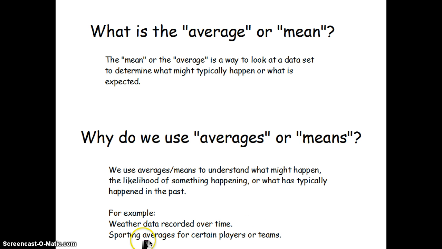Same thing for sporting averages. If I say that a basketball player usually shoots 50% from the free throw line, that means about half the time they're going to make it. Doesn't mean that maybe some games they're not going to shoot more than 50%. Some games maybe they're going to be less, but just on average, that's what I can expect, or the likelihood that something's going to happen. So as a coach, I can think about those averages and that data to help me make decisions during the game, or meteorologists can use that data to make decisions about future weather.